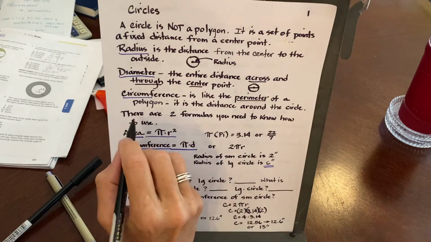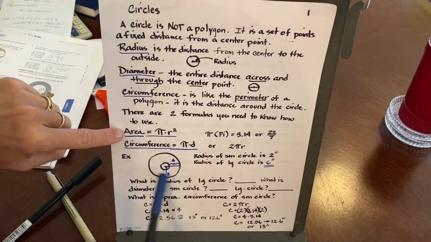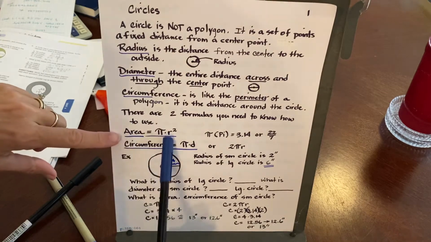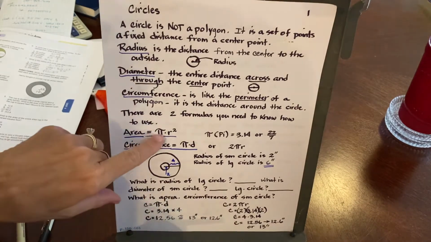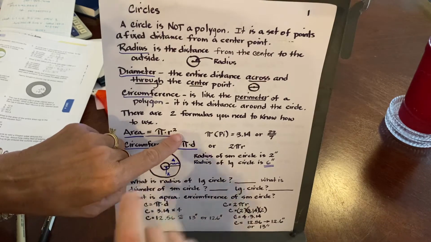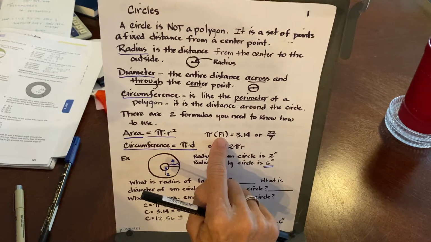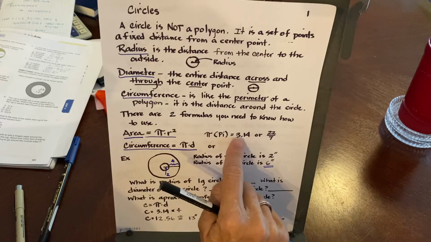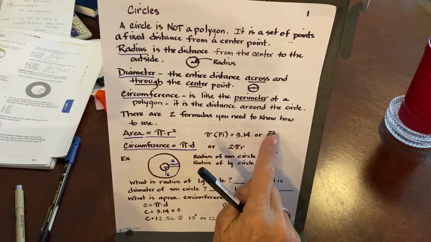So there are 2 formulas that you need to know how to use: the area of a circle and the circumference of a circle. The area formula is just pi times radius squared. This symbol is spelled P-I and pronounced pi, like you would have a piece of pie. This symbol is equivalent to the number 3.14 or 22 over 7, the fraction 22 sevenths.